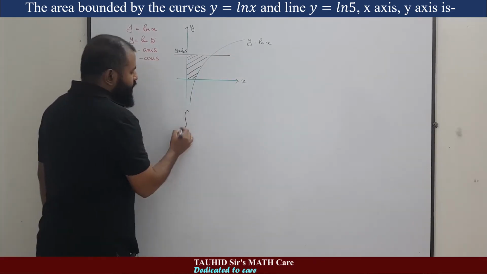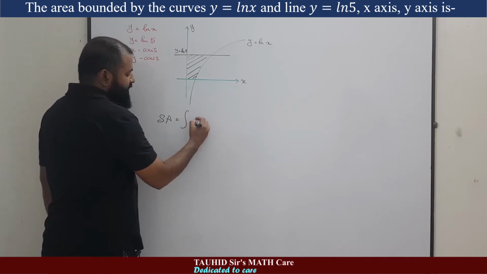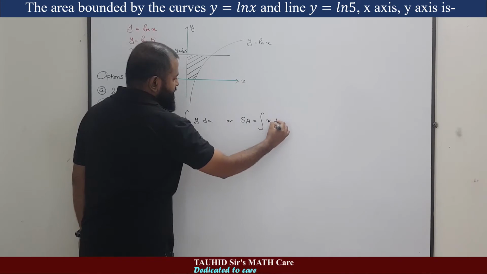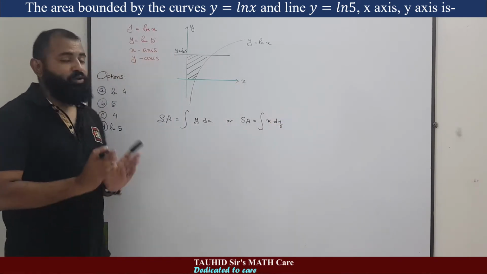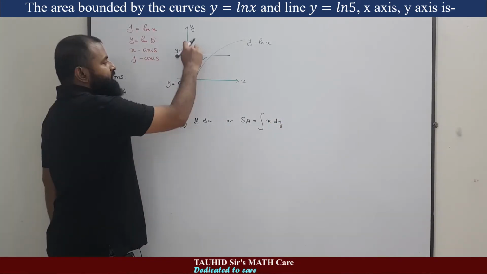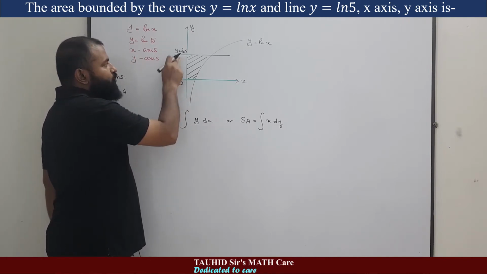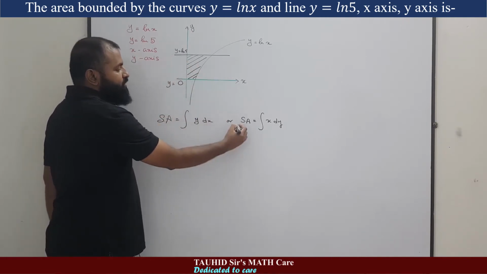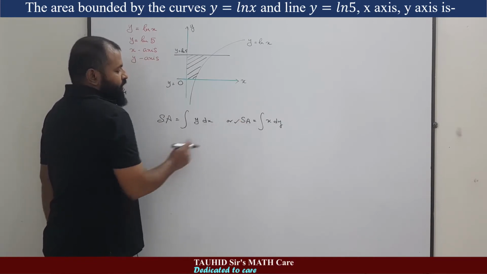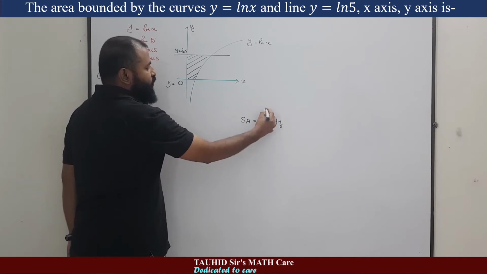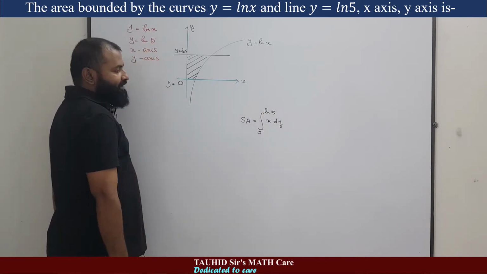Now we know the formula of shaded area is integration of y dx or integration of x dy. Which one should we use here? Notice that this area is bounded within the region from y equal to 0 to y equal to ln 5. So we will use this formula, shaded area equal to integration of x dy, and limit will be from 0 to ln 5. What is the value of x?